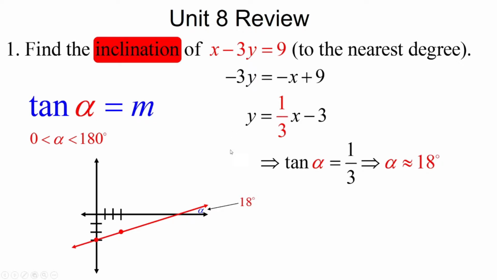Now, had my calculator given me a negative angle right there, like say it was negative 18 degrees, that means my line would have had a negative slope. So if that were the case, then I'd take the negative 18 degrees and add 180 to get the positive angle with the x-axis. And that would give me an angle between 0 and 180.